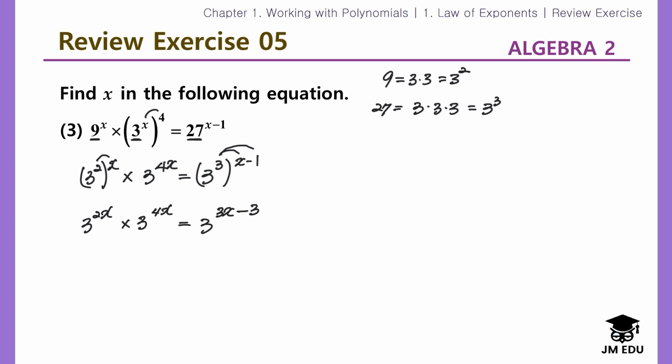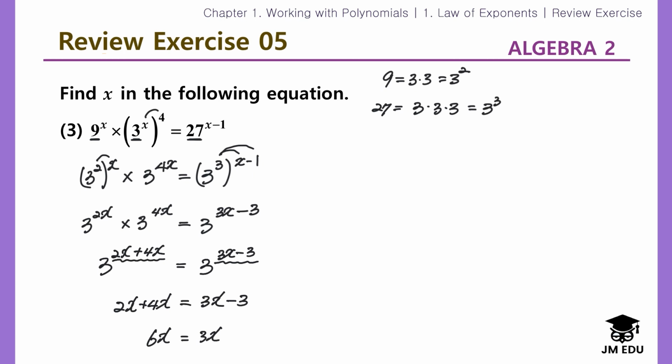So let's simplify the expression on the left-hand side. We have 3 to the 2x times 3 to the 4x. The bases are 3, so 3 to the 2x plus 4x is equal to 3 to the 3x minus 3. So this is a 6x, right? This is a 3x minus 3. So let me just write 2x plus 4x is equal to 3x minus 3. So 6x is equal to 3x minus 3.